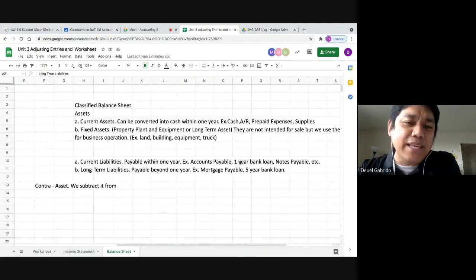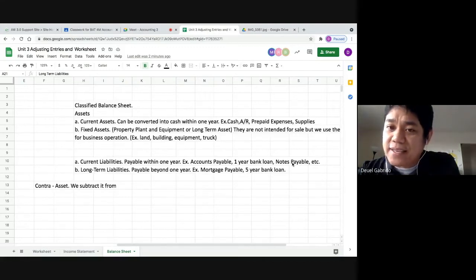Sometimes the 1 year bank loan. A bank loan could be a long-term liability if it's more than 1 year. But let's say we borrowed money from the bank and we intended to pay it for 1 year. That's part of your current liabilities. And of course, notes payable. It's like accounts payable, but with notes payable you pay not within 30 days. Sometimes you pay it within 3 months, within 4 months. It's like when you borrow something.